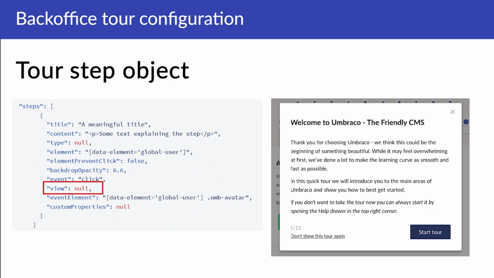We then have view. Here you can enter a path to your own custom AngularJS views that will be used to display the tour step. We then have the event element. This is a CSS selector for the element you wish to attach the JavaScript event to. This is useful for when you want to highlight a bigger portion of the backoffice, but want the user to click on something inside the highlighted element.